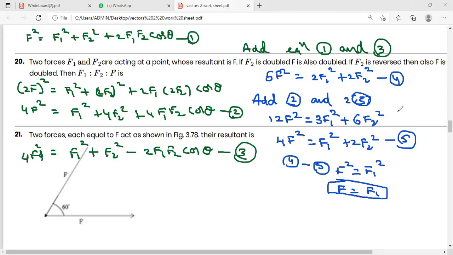And by solving the same equations 4 and 5, you can eliminate F1. Then you will get the relation for F and F2. How can you eliminate F1? Here 2F1 square is there, here F1 square is there. You multiply the fifth equation with 2 and subtract, equation 4 minus equation 5. Okay? Then you will get it here.